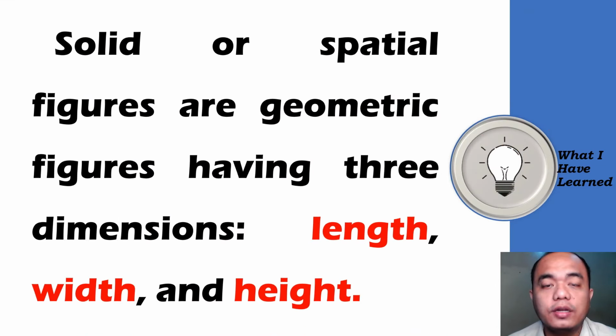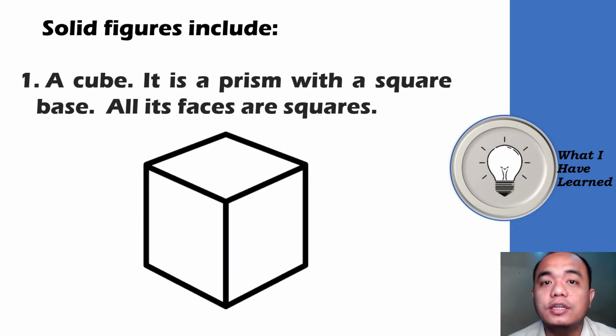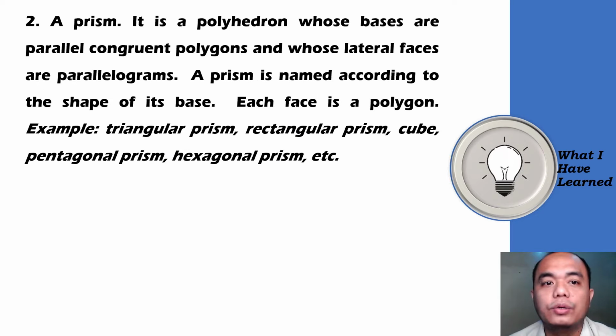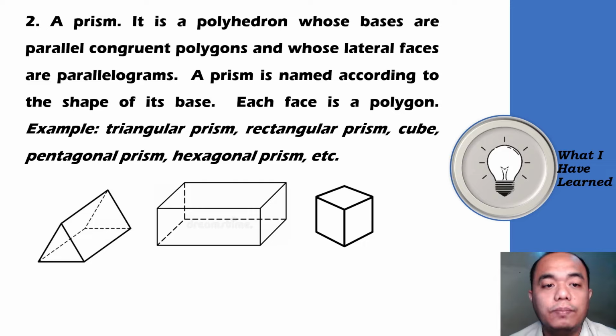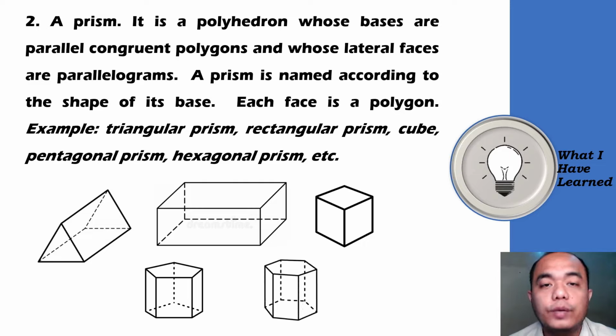Let us all read together the What I Have Learned part of the module. Go! Solid or spatial figures are geometric figures having 3 dimensions: the length, the width, and the height. Solid figures include: number 1, a cube. It is a prism with a square base. All its faces are squares. Number 2, a prism. It is a polyhedron whose bases are parallel congruent polygons and whose lateral faces are parallelograms. A prism is named according to the shape of its base. Each face is a polygon. Example: triangular prism, rectangular prism, cube, pentagonal prism, hexagonal prism, etc.